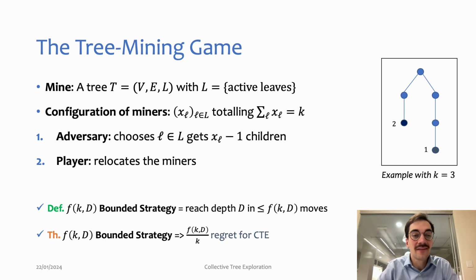So we define a FKD bounded strategy as a strategy in which the miners are guaranteed to reach a certain depth d in at most FKD moves. And finding such a strategy actually gives you a FKD divided by k regret for collective tree exploration. An example of a move in this game would be that the adversary chooses a node with 2 robots and provides it with 2 minus 1 children, and the player would relocate both robots to that newly created leaf at a cost of 2.